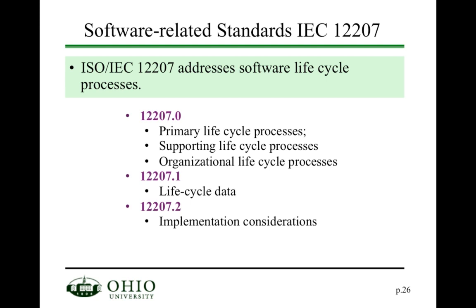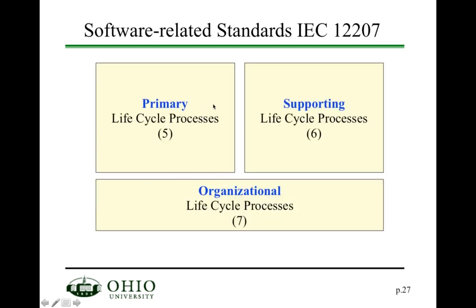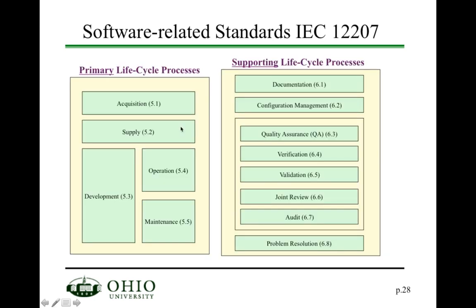Another one is software standard 12207. The thing about this software standard, and we'll see this coming back later when we start talking about DO178C, is it breaks down the life cycle into three things: primary life cycle processes, supporting life cycle processes, and organizational life cycle processes. And if you look at each one of these, you can see the difference in character.